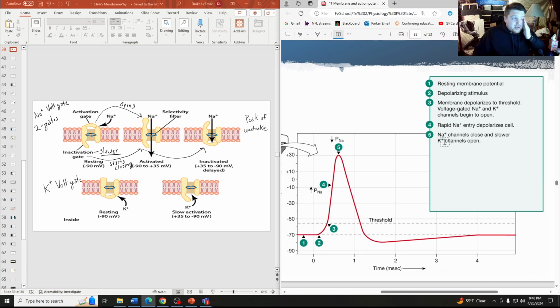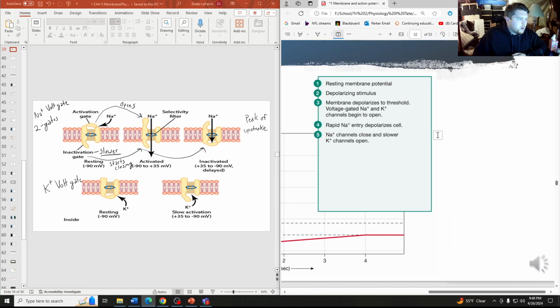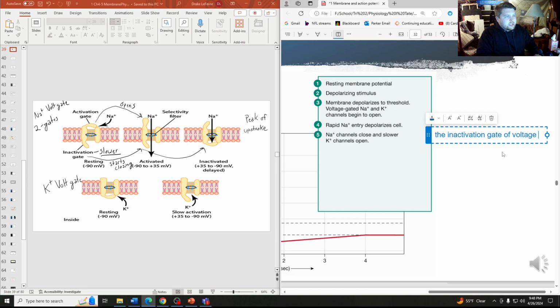Next step, number 5. Our sodium channels close, and the slower potassium channels are finally open. So again, a little bit more specifically, the inactivation gates of voltage-gated sodium channels close at this point, and the voltage-gated potassium channels are fully open.